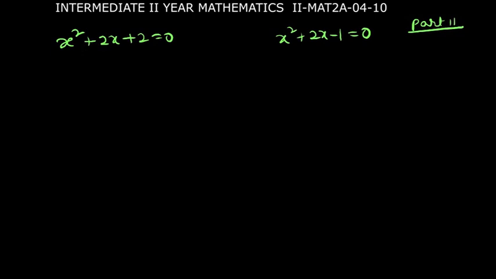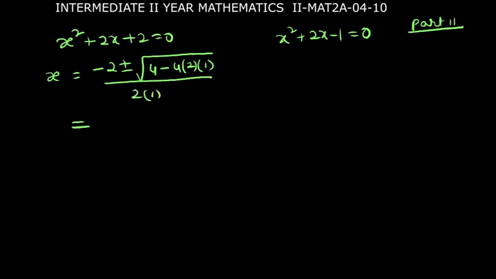x is equal to minus b plus or minus under root b square minus 4ac by 2a. Is it not? According to the formula, what are the roots of quadratic equations? Minus b plus or minus under root b square minus 4ac by 2a. What is a here? a is 1, b is 2, c is 2. This is something you already know.